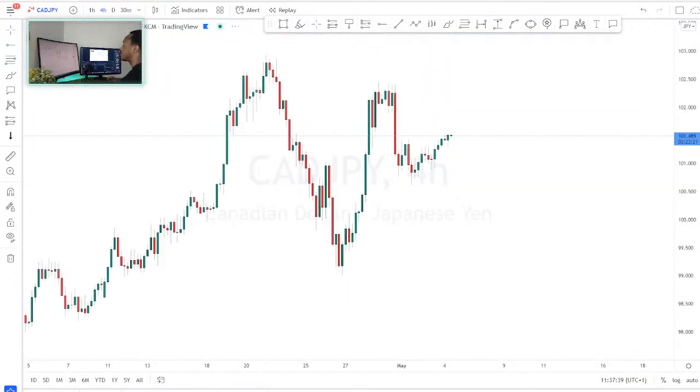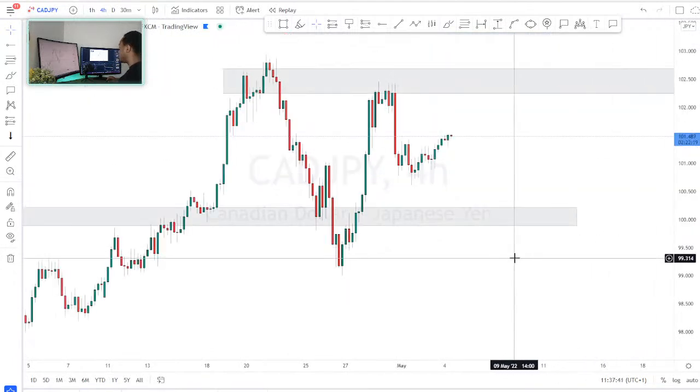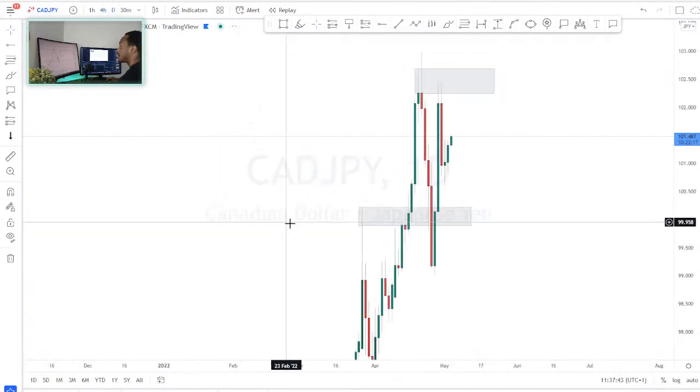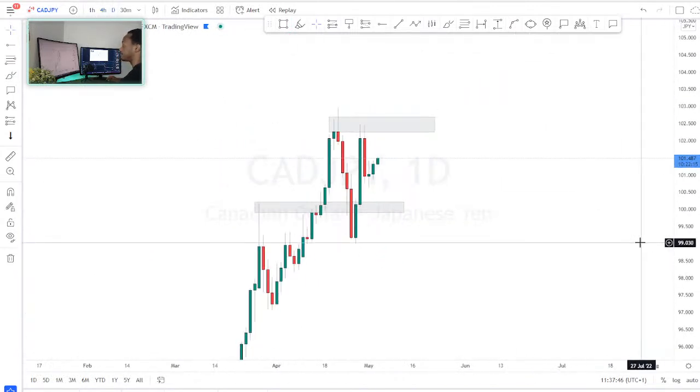Okay, so yeah, it's going to be a slow one. I think I'm just going to be waiting for price to have that breakout to get going.